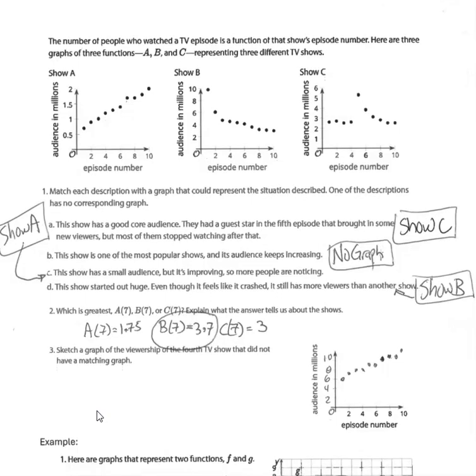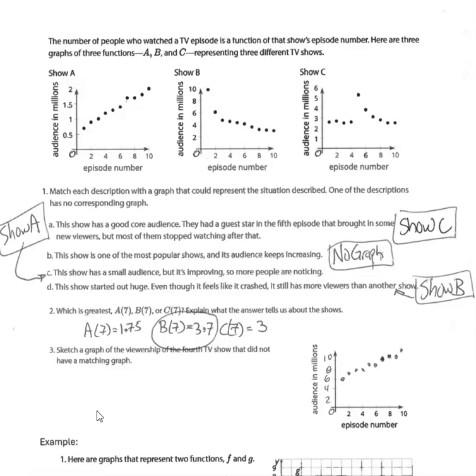Next on here, you are given 3 different graphs. They're talking about these different sitcoms or TV shows that had 10 episodes, and they tell you a little story about each one of the situations, and you're supposed to match the graph with it. There's going to be one situation that had no graph, and then we had to make the graph for it.